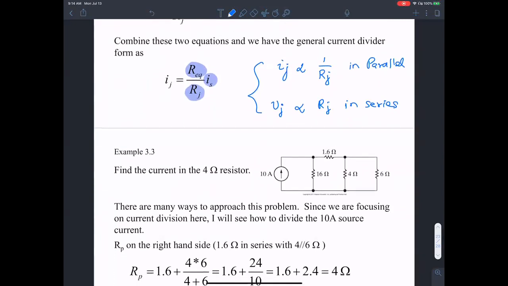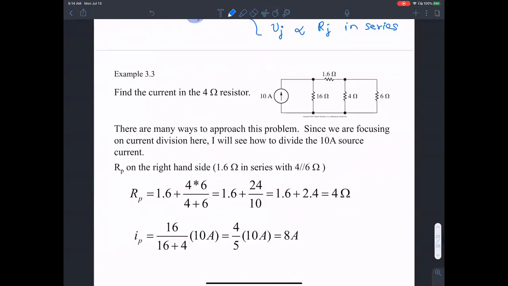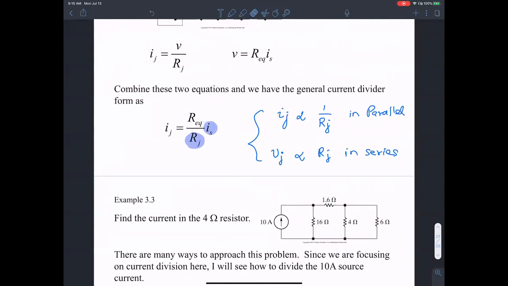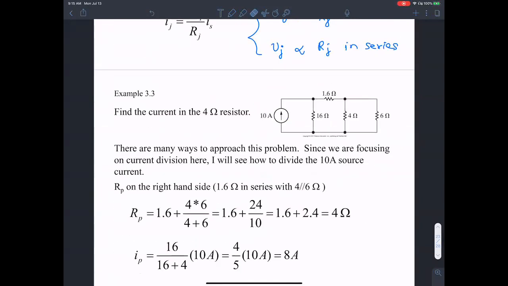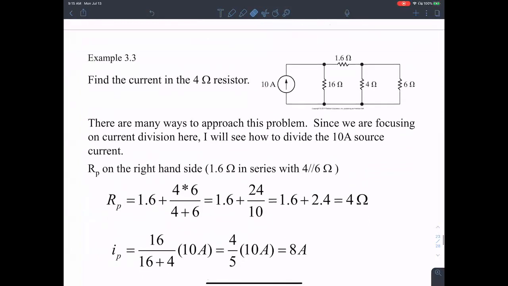Now, the next question is to find the current in the 4-ohm resistance. Let's look at one example to see if we can solidify these concepts. We are supposed to find the current in the 4-ohm resistance.